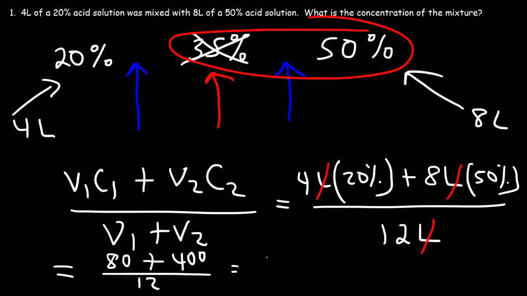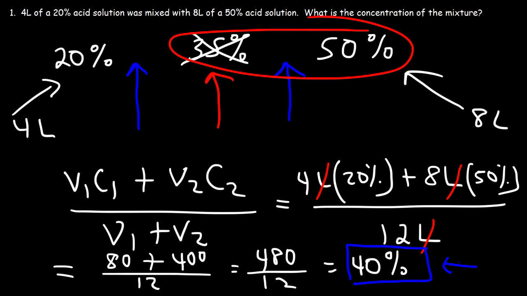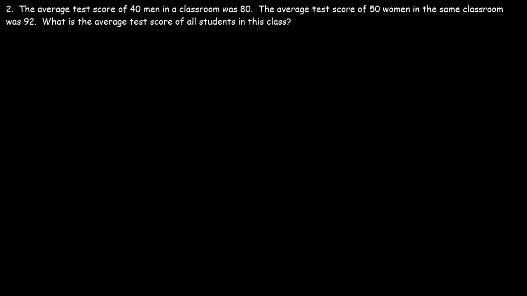Now, 80 plus 400 is 480. 48 divided by 12 is 4, so 480 divided by 12 is 40, if you add the 0. And so this is the answer. This is the concentration of the mixture. It's 40%, which, as we said, is between 35% and 50. So when you have mixture problems like this, you can ballpark the answer by looking at the relative amounts of solutions that you're adding. In this case, it's closer to the 50% solution rather than the 20% solution.